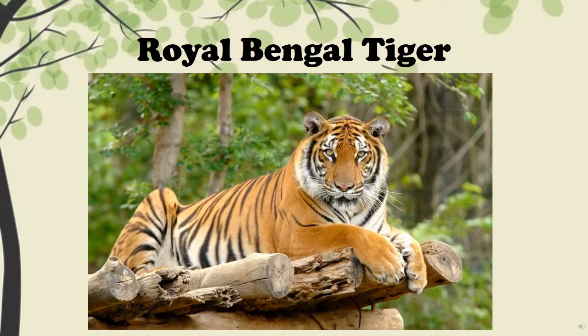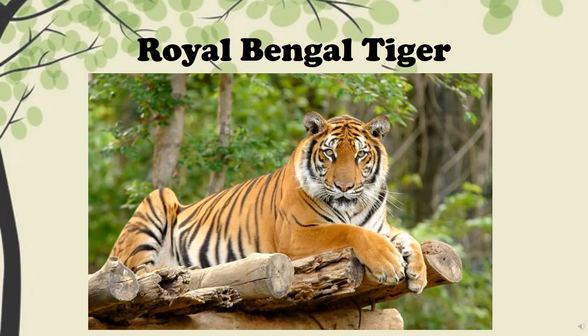This is a very good looking Royal Bengal tiger. Isn't it looking very smart? Royal Bengal tigers are easily found in the jungles of West Bengal, Madhya Pradesh, Assam, Rajasthan, Orissa, Uttar Pradesh, and Tamil Nadu. Mainly they are found in West Bengal and in the Sundarbans. They are found in the area of Sundarbans majorly.